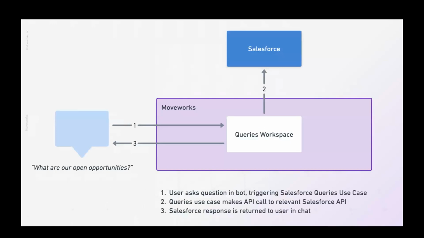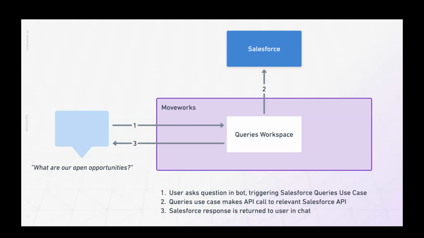Broadly, this is the way that all of these use cases are going to work, right? You're going to have a user come to the bot and say some question that could be answered through data in Salesforce. That is then going to be picked up in Queries Workspace, or will trigger your query that you've configured. And then it will make a call to Salesforce, return JSON data that'll be grounded and mapped as part of your use case configuration. And then it'll be returned to the user.